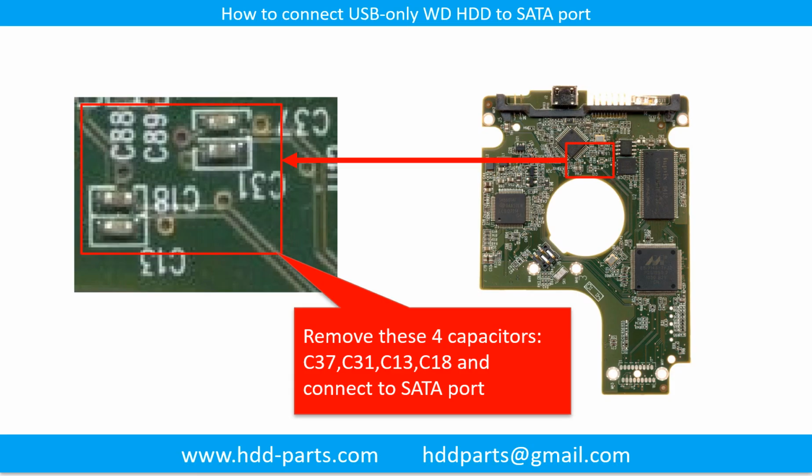This picture shows how to connect the USB-only WD hard drive to a SATA port. This trick is useful when the USB chip is broken, or you want to bypass the USB controller chip to control the hard drive through the SATA port directly.